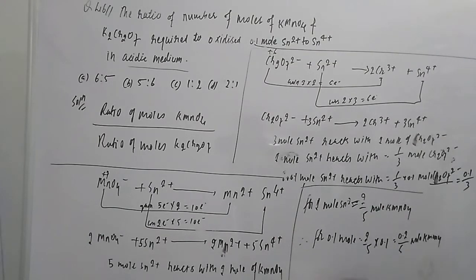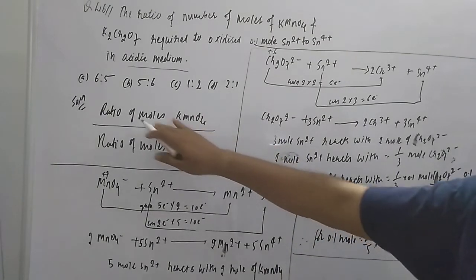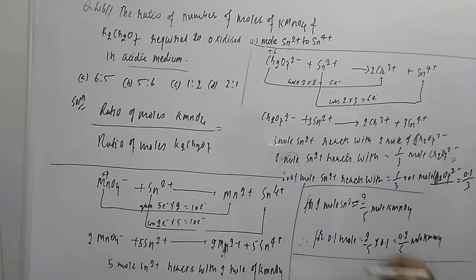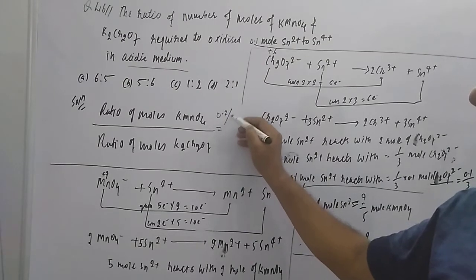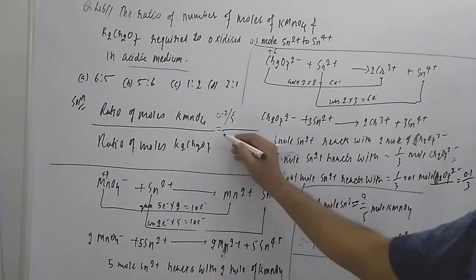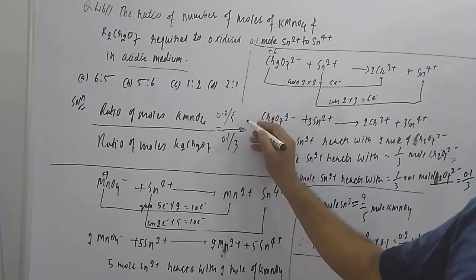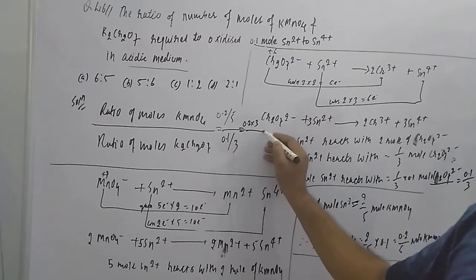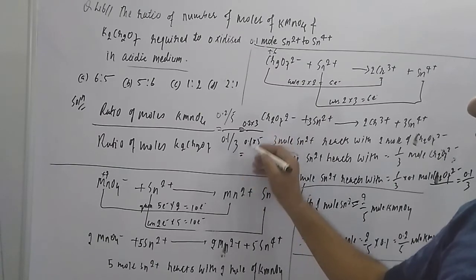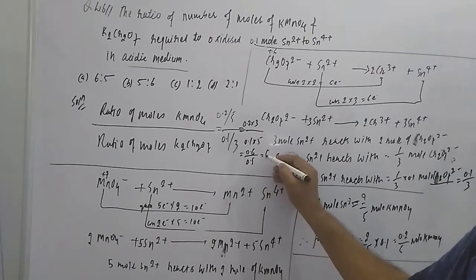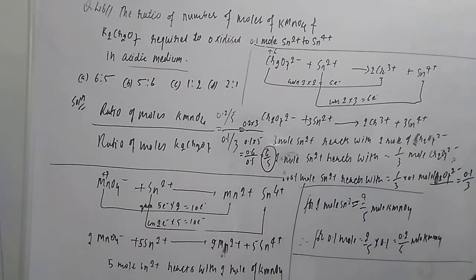Now you calculate the ratio, student. Here I wrote the ratio of moles of KMnO4 to K2Cr2O7. The KMnO4 value is 0.2 by 5, divided by 0.1 by 3. So you simplify: that is 0.2 into 3 by 0.1 into 5, which is 0.6 by 0.5, and that is 6 by 5. So the ratio 6 to 5 is the correct answer.